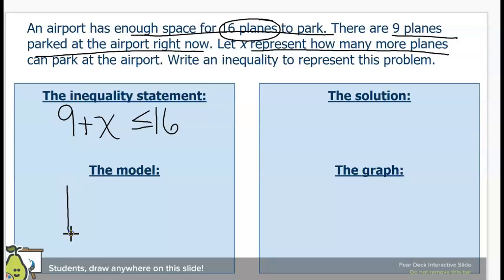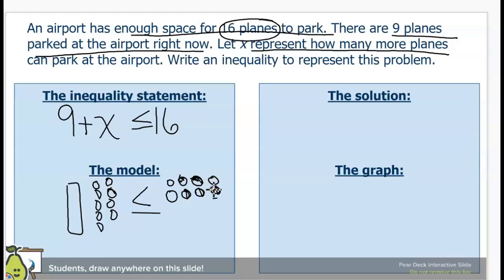So this would be X plus 1, 2, 3, 4, 5, 6, 7, 8, 9 is less than or equal to 1, 2, 3, 4... That's 8. You guys are so patient while I draw these really ugly looking circles. I am not Miss Louise. My circles are not very pretty. Okay, so there's X plus 9 is less than or equal to 16.